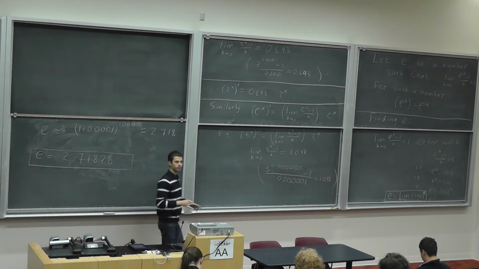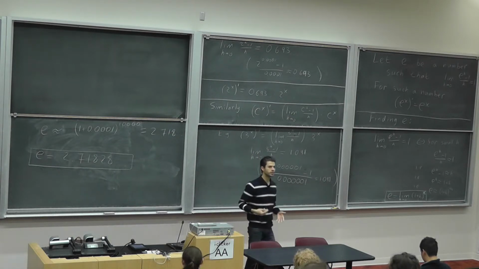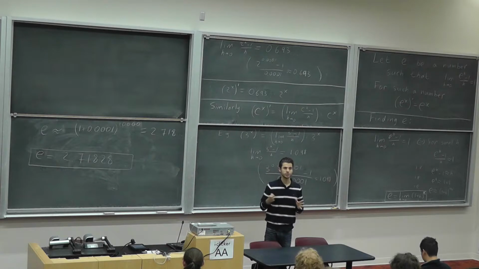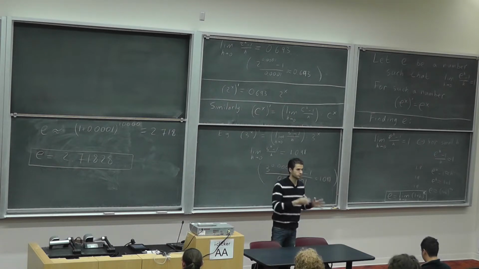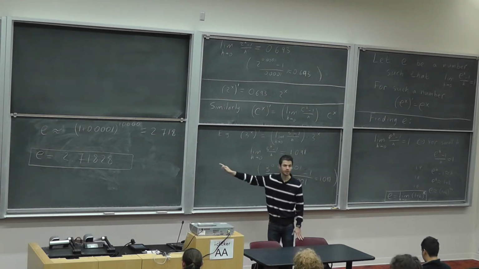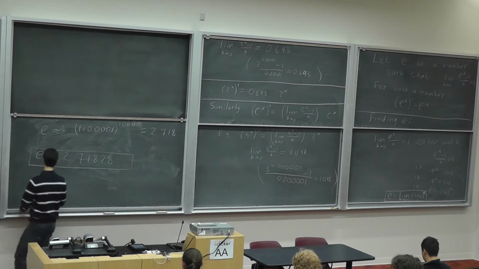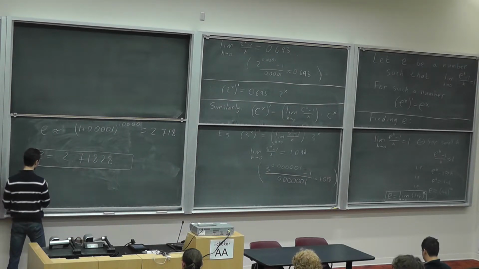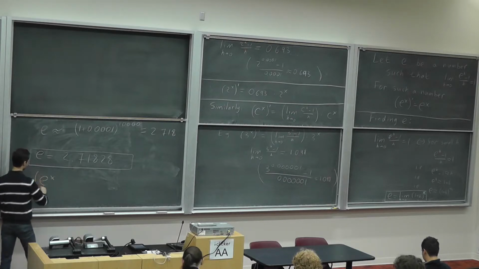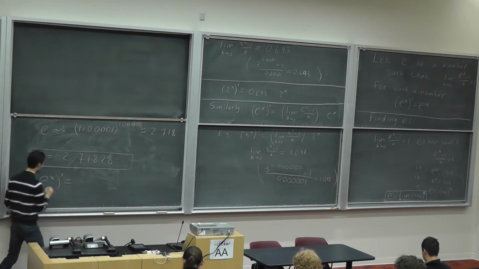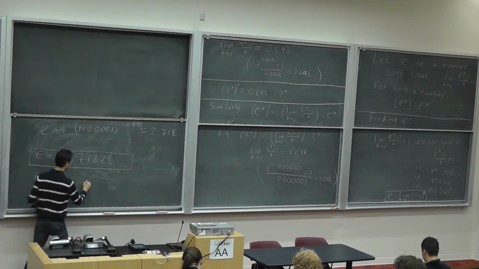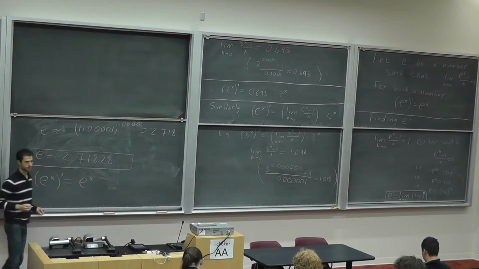What's interesting about this number? Well, it is a complicated number. It's not a rational number, not a fraction, not 2, not 3, something like this. What's interesting about this number is the following: the derivative of the function e to the power x is e to the power x.